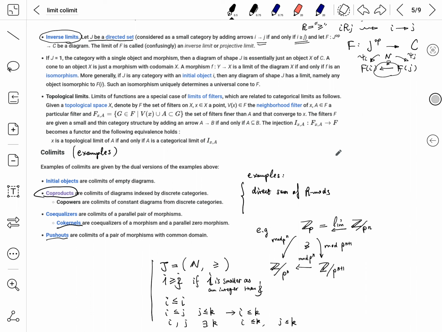Because reasonably you could imagine this functor F from g up to, I would say, the category of Z-modules if you want. Okay, and then I'm going to map i to Z quotient p to the power i. It makes sense, right? If I'm using this i bigger equal than j, if i is smaller as an integer, I will not say smaller or equal, less or equal, then recall the example we are taking here. So at the beginning, the direction is the same as bigger equal.